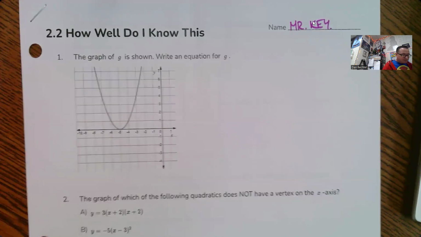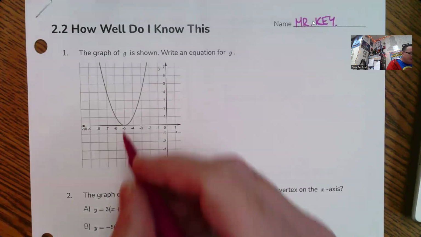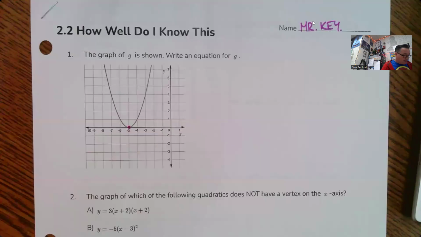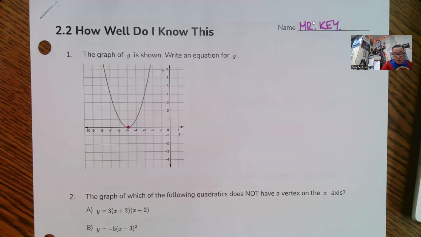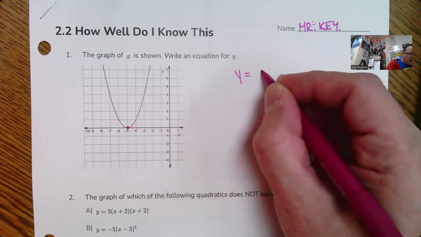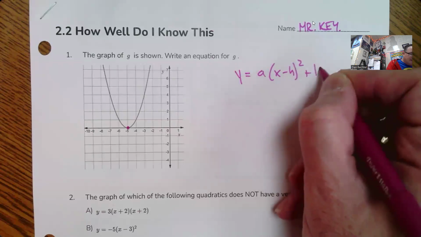Okay, here we go. Graph of G is shown. Write an equation for G. Anytime that I've got something like this, where we have just straight up the vertex, we're going to use vertex form. The formula for vertex form that we had before is y is equal to a times (x minus h) squared plus k.